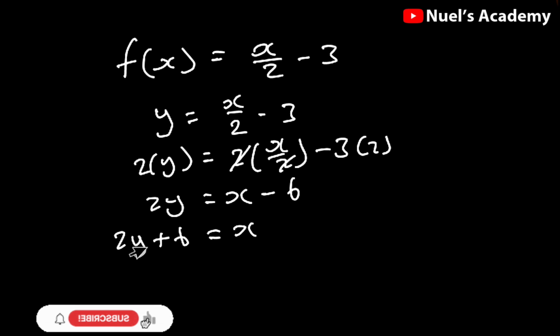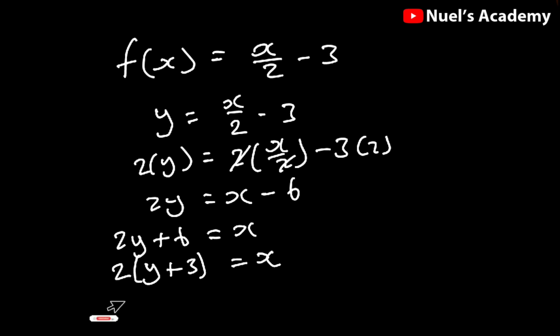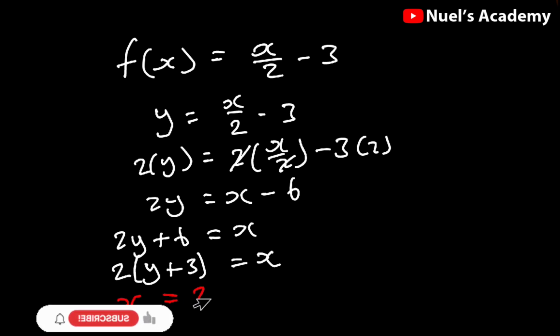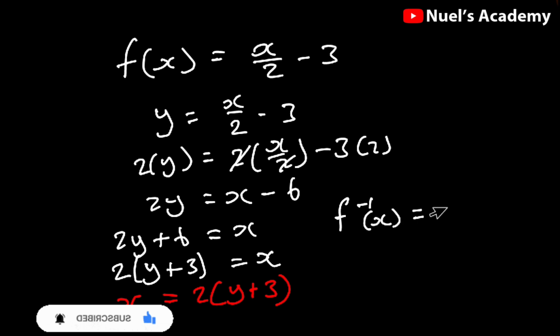Then let's factor out 2 from the left hand side. If we factor out 2, we're going to have y plus 6 divided by 2, which is equal to 3. Then this is equal to x. Now rewriting this, we're going to write it as x is equal to 2 into y plus 3. We're going to replace this x with inverse of f of x, then equals 2 into, and then replace this y with x. This becomes x plus 3. And then this is the inverse of this function.